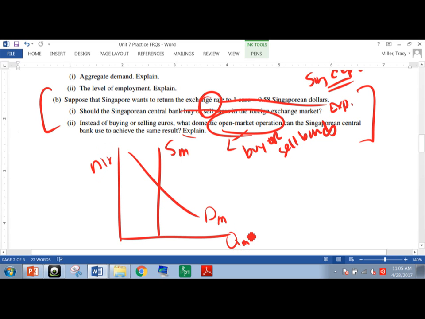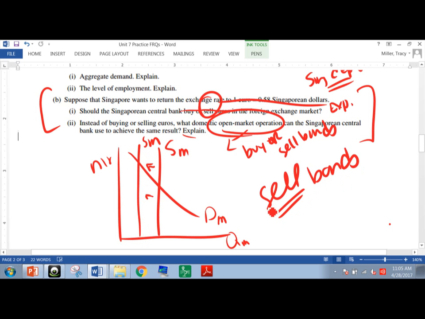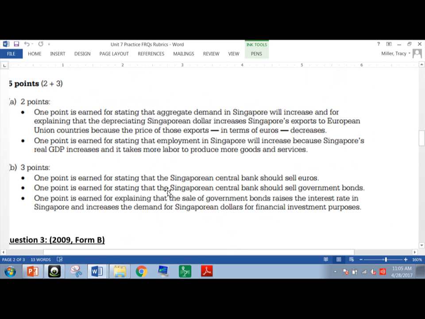If I want the Singaporean dollar to become more scarce, I want the money supply in that country to be smaller. So to shift that to the left, we would sell bonds, because a smaller money supply means to sell bonds. And that is how you get the answer for the Singaporean dollar.